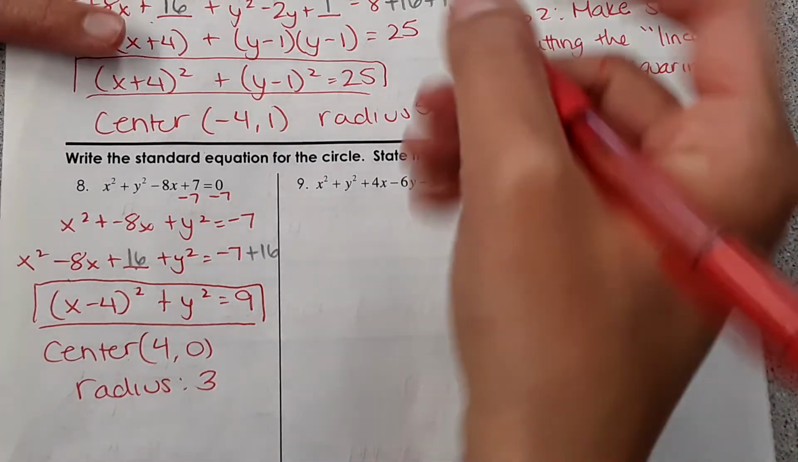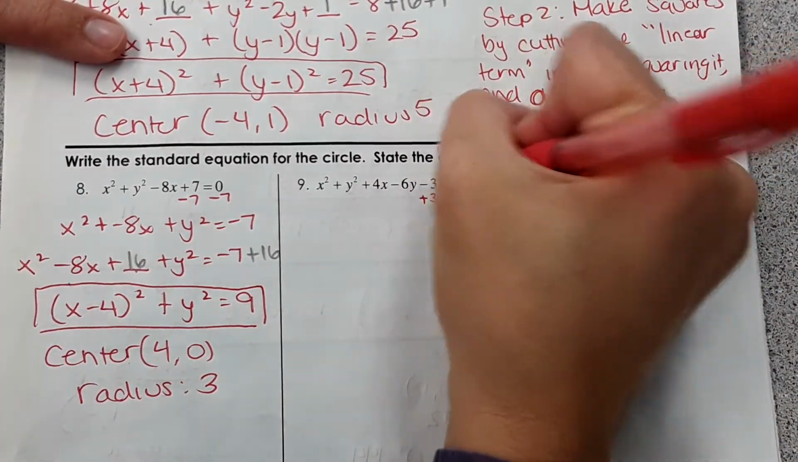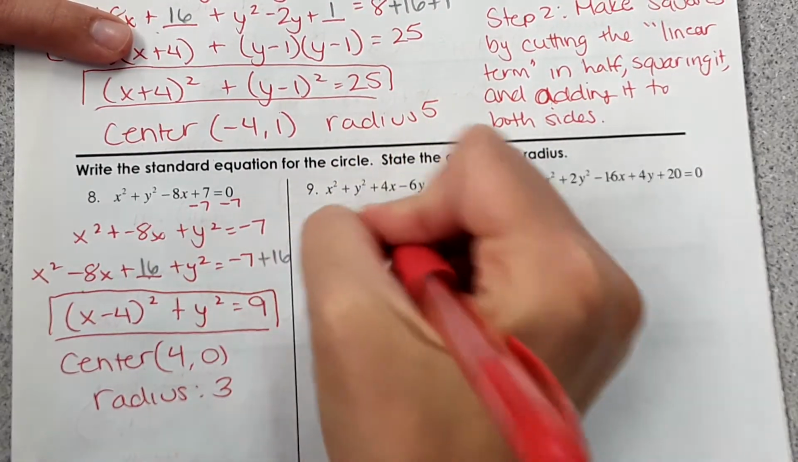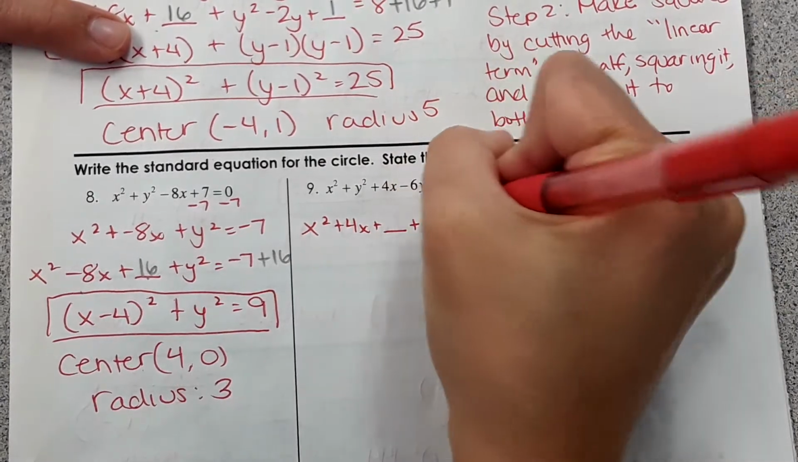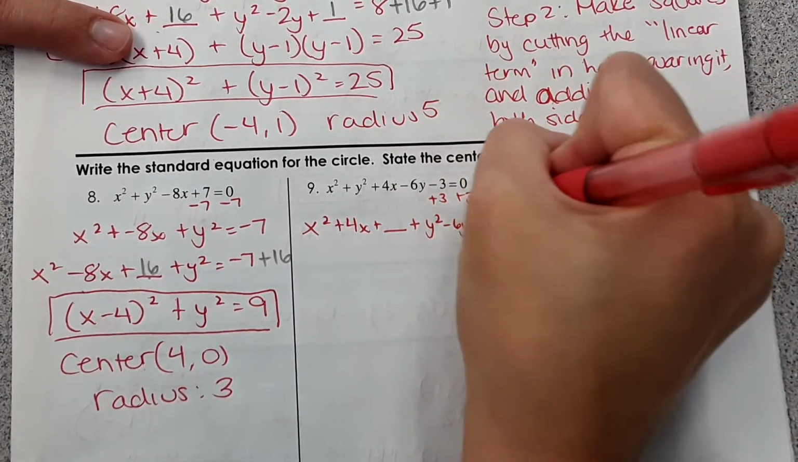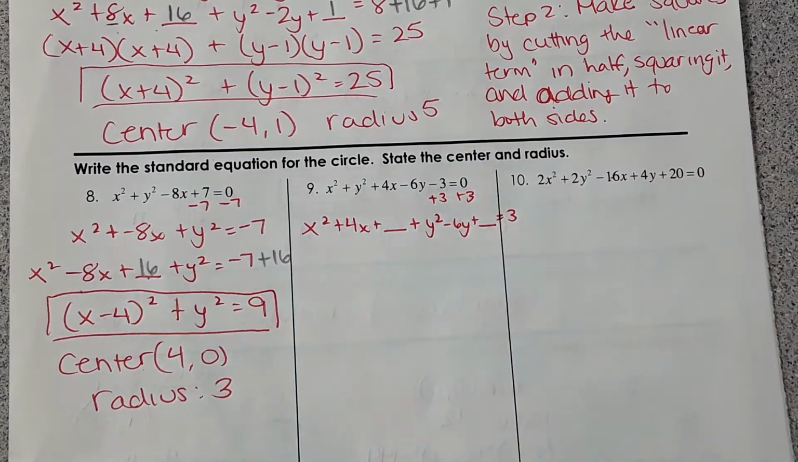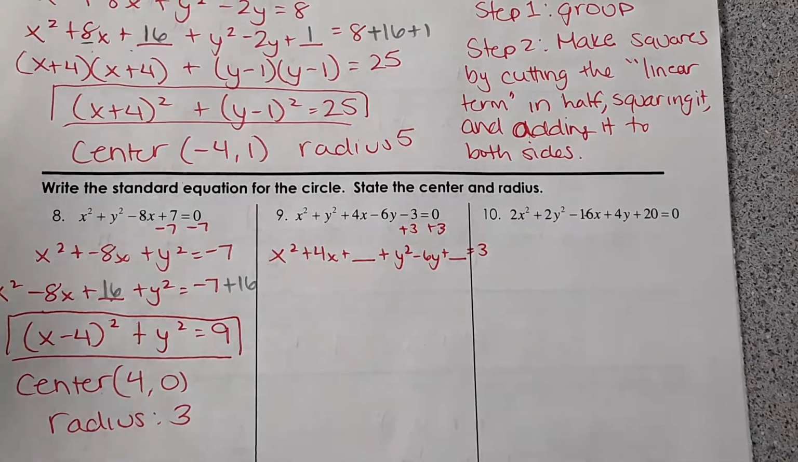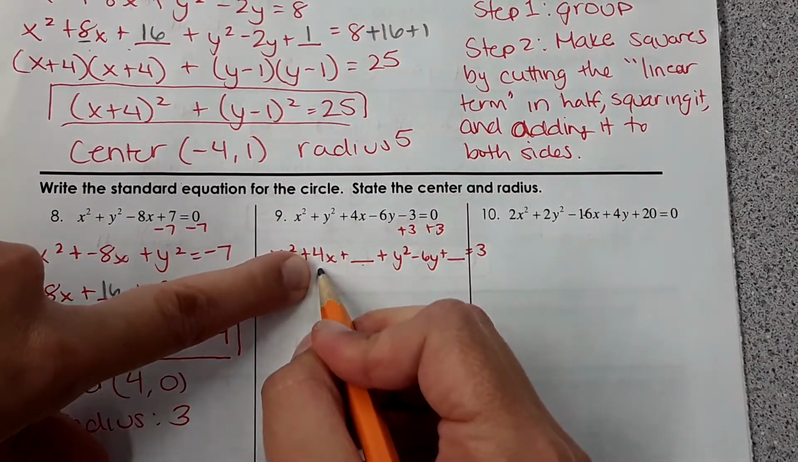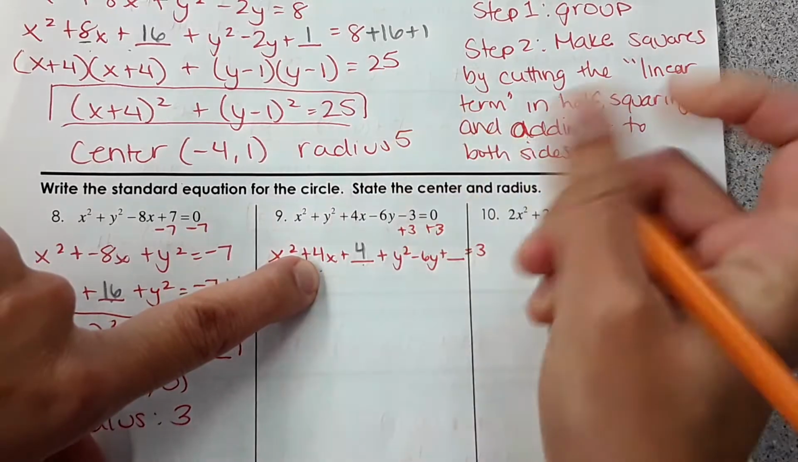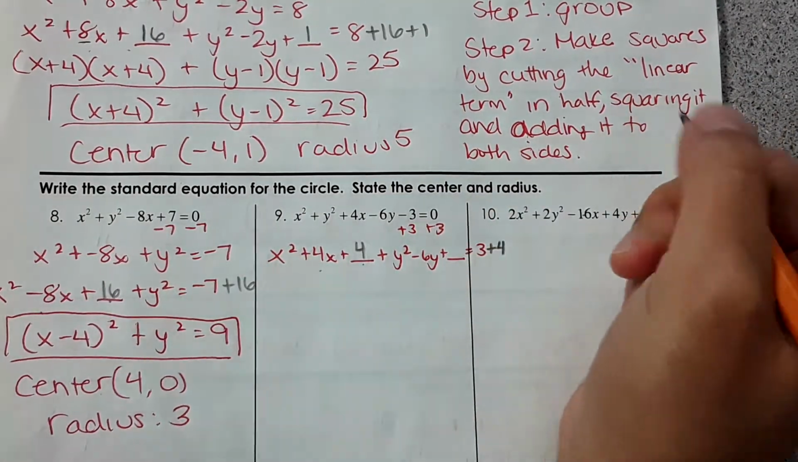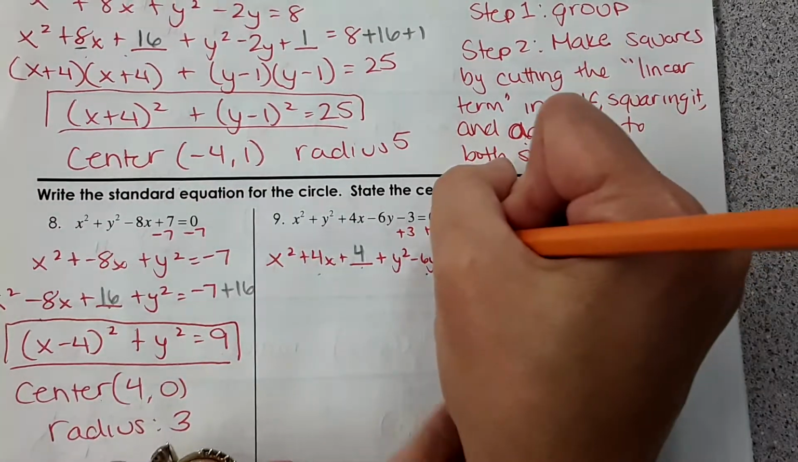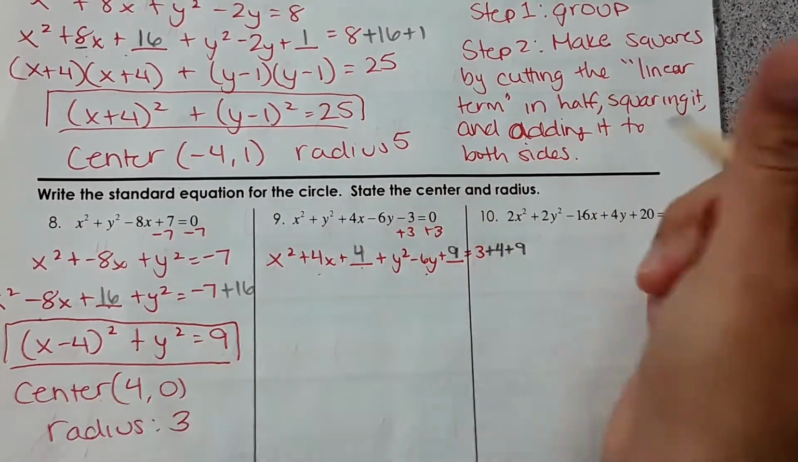Number 9, same thing. We're going to first add 3 to the other side, get the constants on the other side, and then group it. X squared plus 4x plus blank plus y squared minus 6y plus blank equals 3. To get this blank, divide this by 2, which would be 2, and square it to get 4, and of course add that to the other side as well. And then here, divide this by 2 to get -3, and square that to get 9, and add it to both sides.